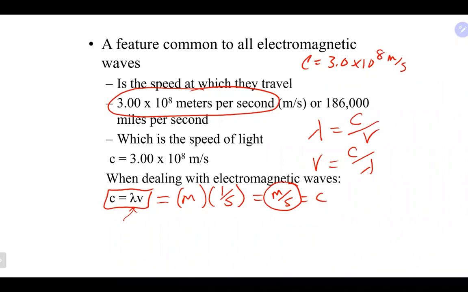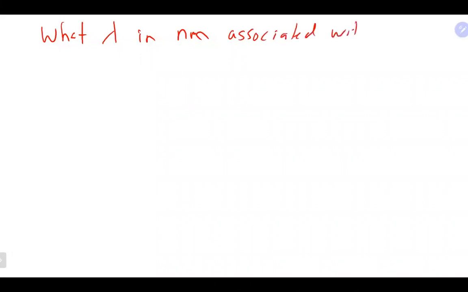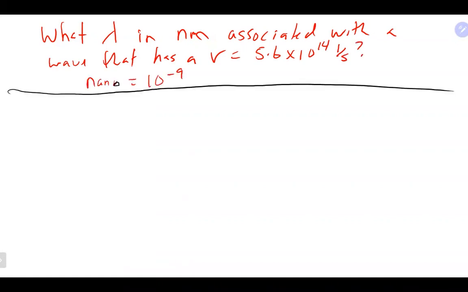Why don't we try one here and see? Let's do: what is the wavelength in nanometers associated with a wave that has a frequency of 5.6 times 10 to the 14 reciprocal seconds? Okay, let's take a look.